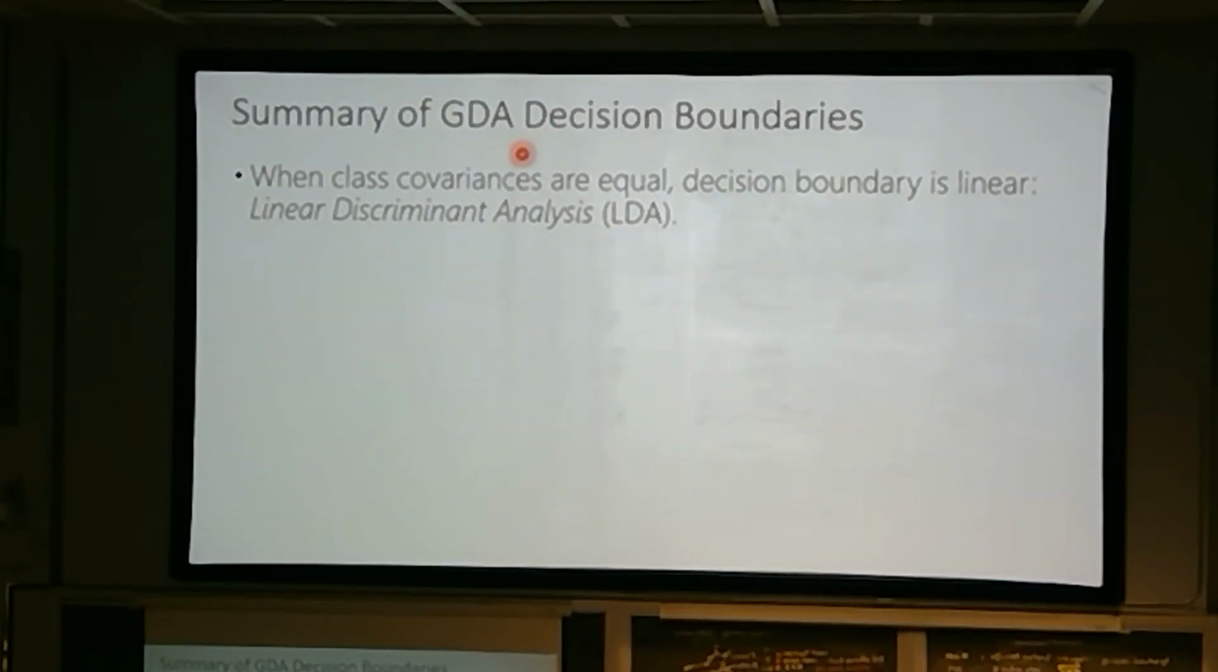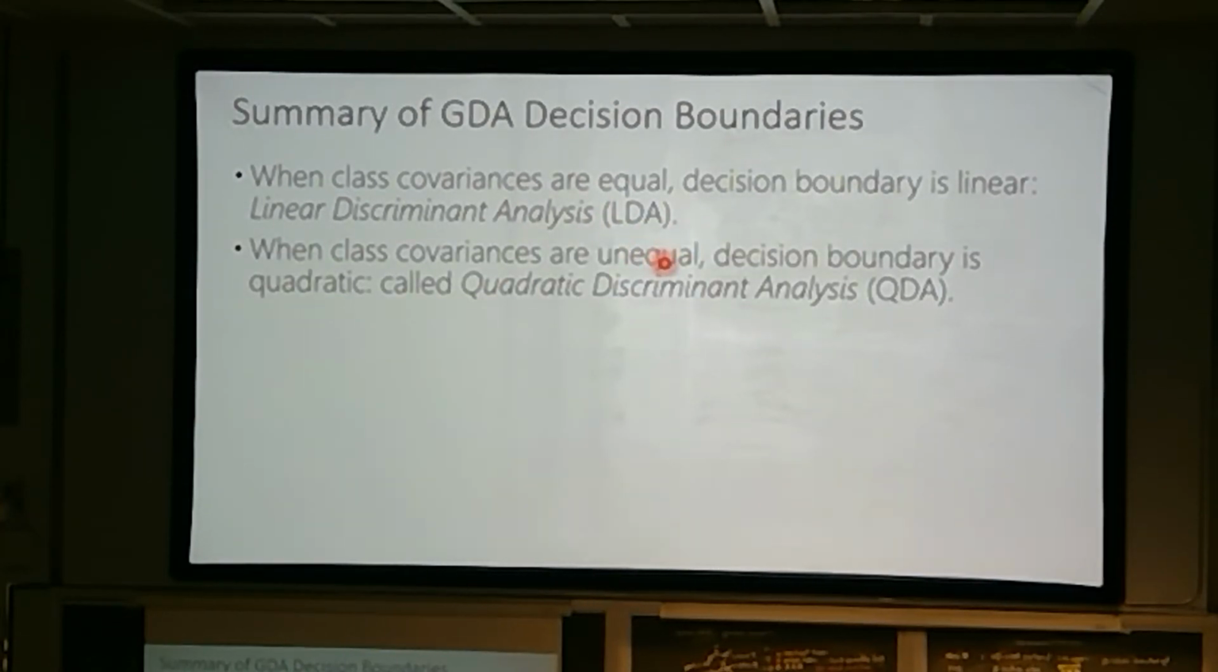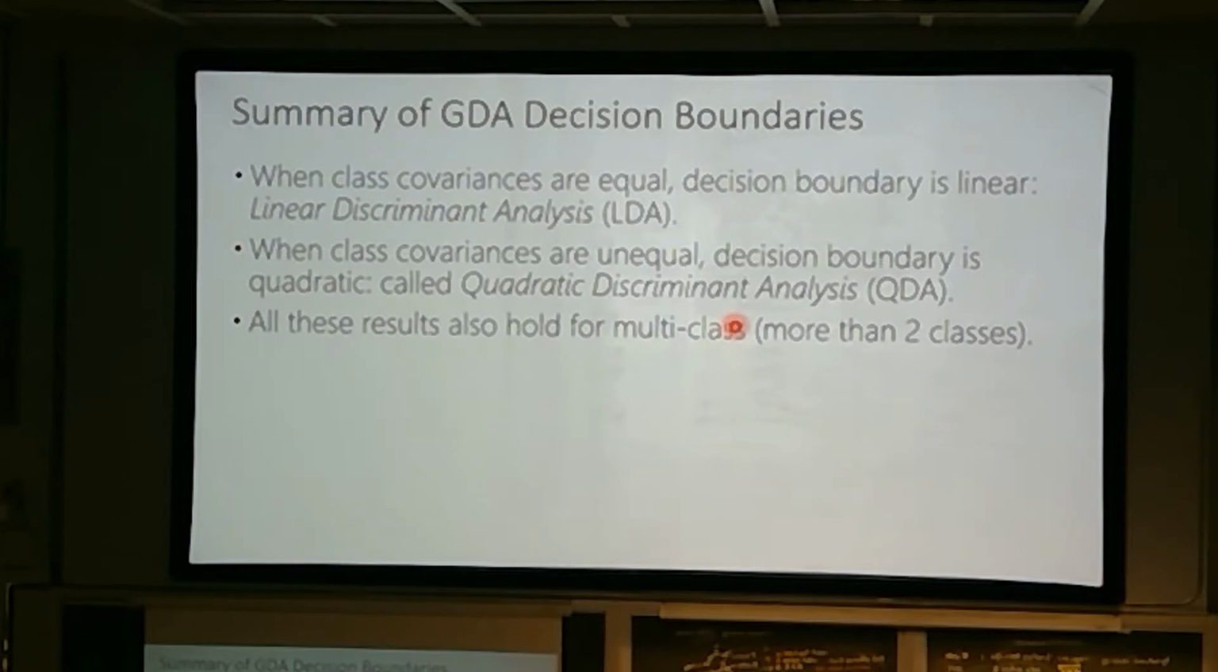When the class covariances have any shape at all, but as long as they're equal, then the decision boundary is linear, which we just saw, and we call this linear discriminant analysis, which is a generative model. When the class covariances are unequal, then the decision boundary is quadratic, and we call it quadratic discriminant analysis. And as I said, all these results also hold for the multi-class case.